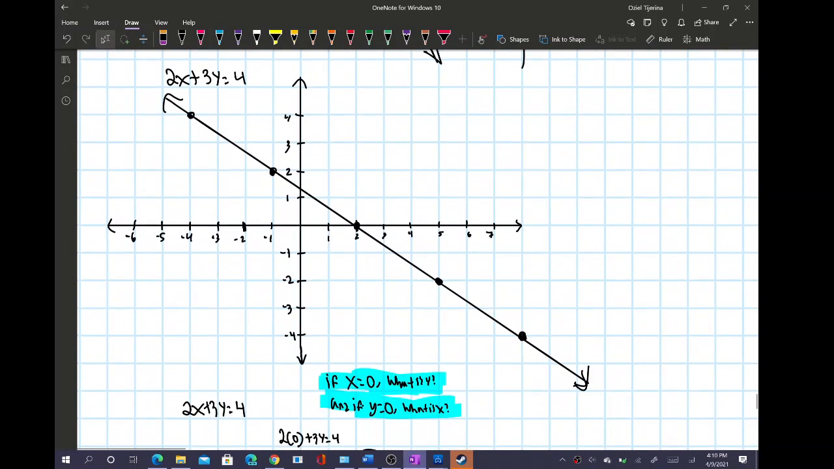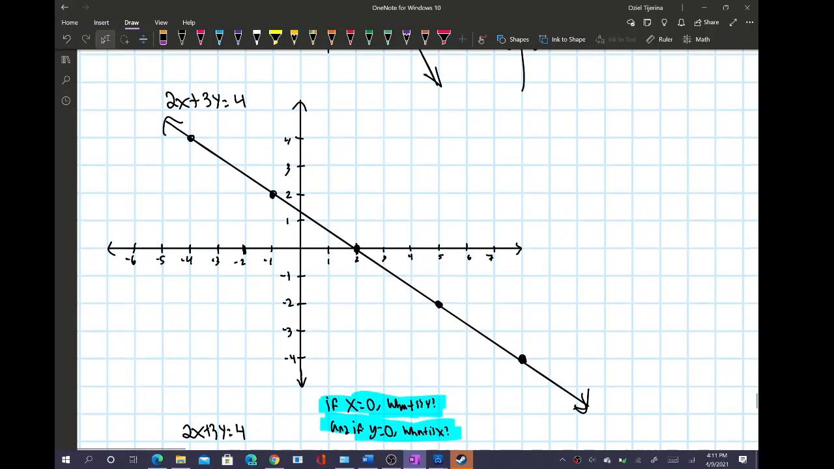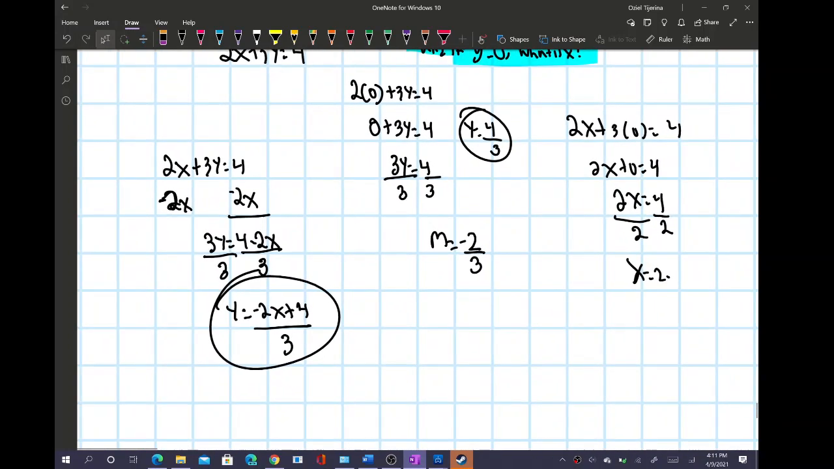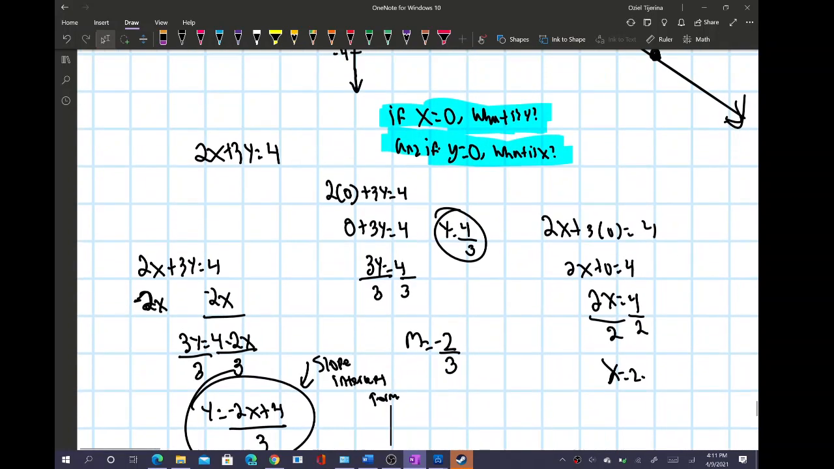So like this example here, 2x plus 3y equals 4, my best advice to you when you have one of these is to say, okay, this is how it would be in slope-intercept form, right? Let me make sure it's actually... Okay, good. So it's in slope-intercept form, right?